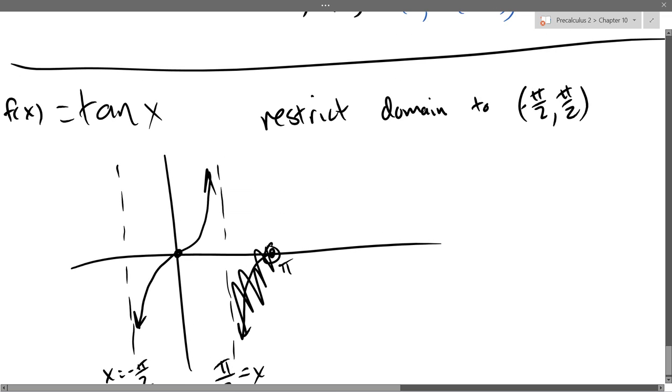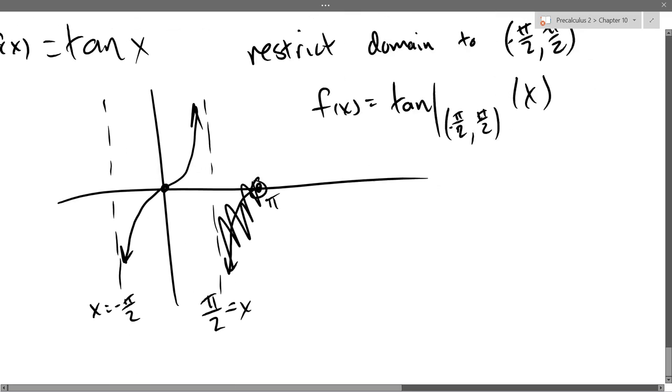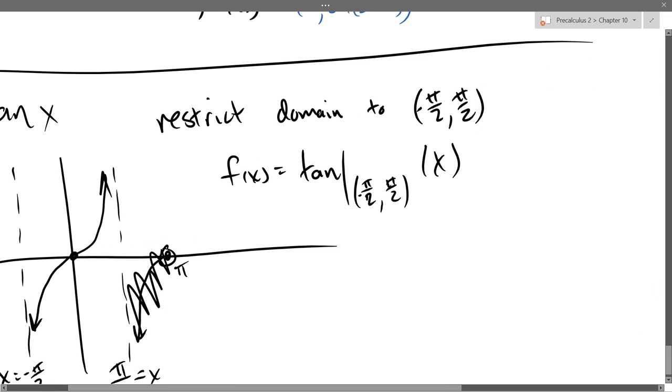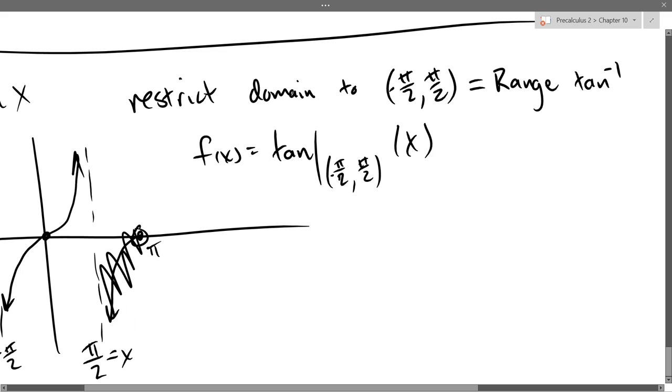So if you write this out, our new f of x is really tangent restricted to the open interval negative pi over 2, positive pi over 2 of x. So this is the domain of tangent, which is the range of tangent inverse. So we know what our range of tangent inverse is already.